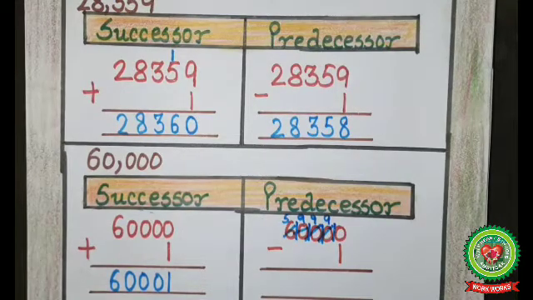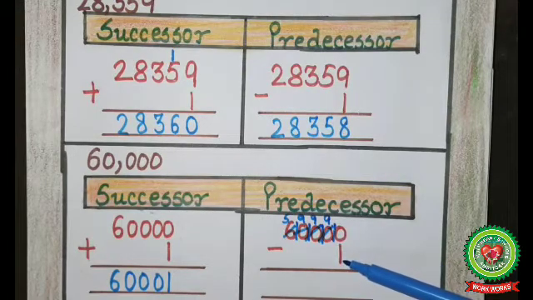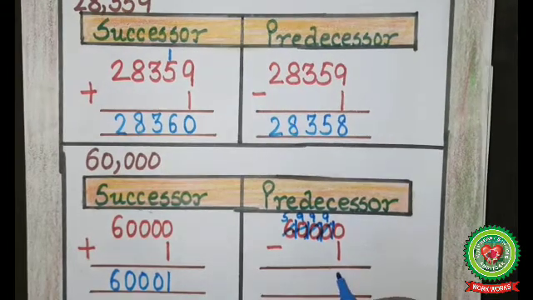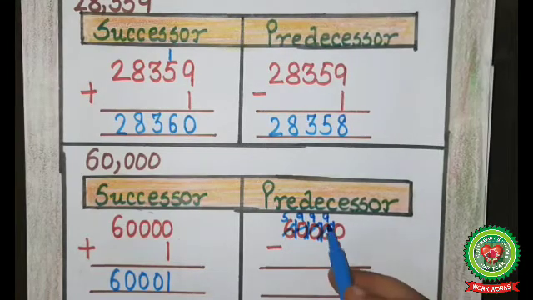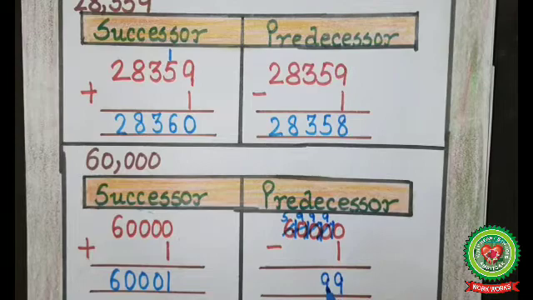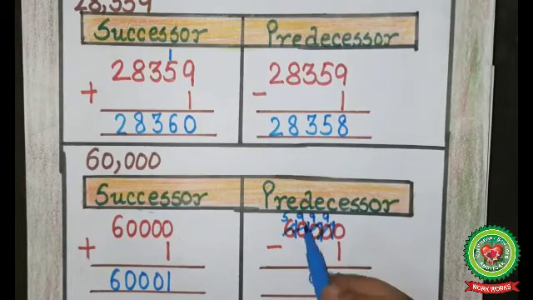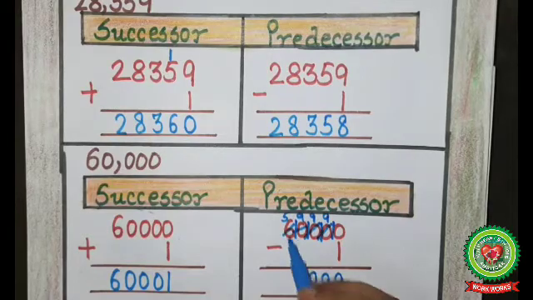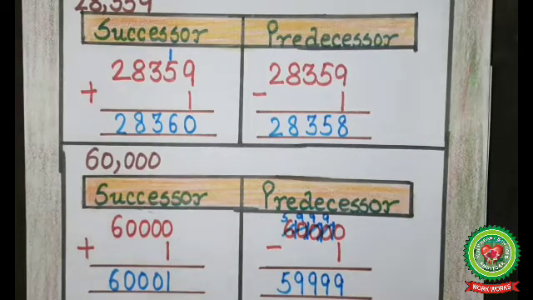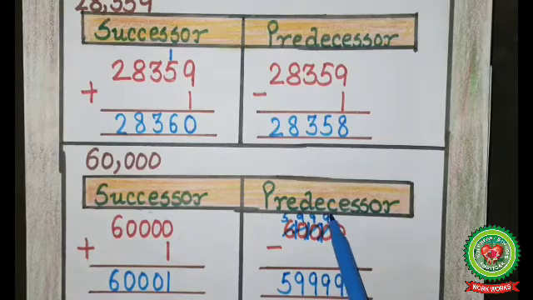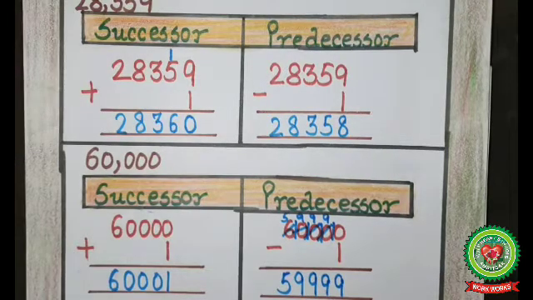Now let's do minus. 10 minus 1. 10 minus 1 is, yes, 9. So we will write down here 9. Next number 9, 9, 9 and 5. That means predecessor of 60,000 is 59,999. Now let's understand ascending order and descending order.